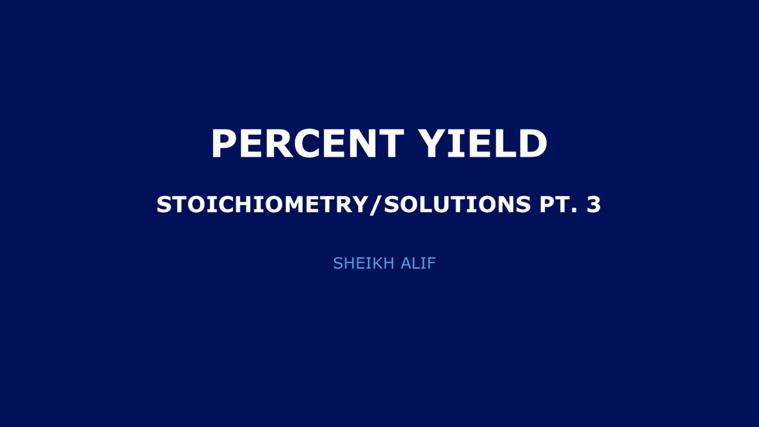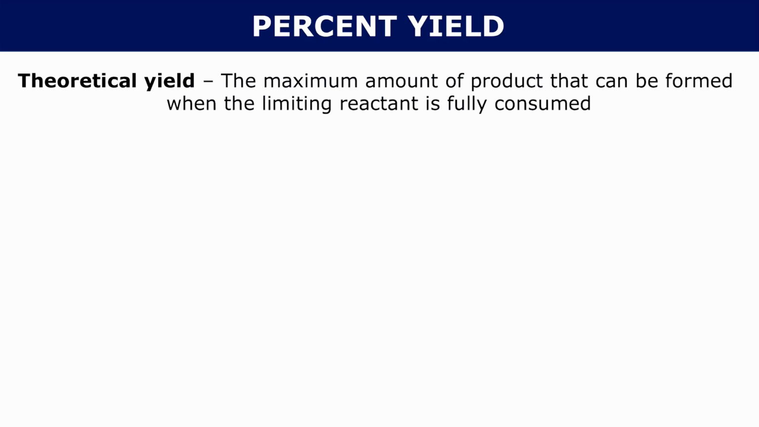So percent yield starts off with theoretical yield. Theoretical yield is the maximum amount of product that can be formed when the limiting reactant is fully consumed. And as always, it helps to think of an analogy.